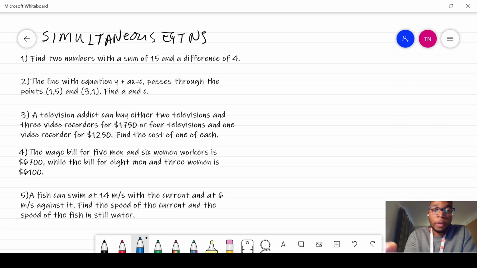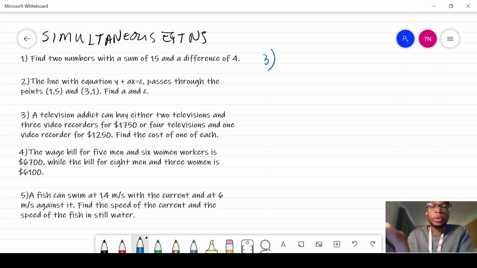So we are told that a television addict can buy either 2 televisions and 3 video recorders for $1,750, or 4 televisions and 1 video recorder for $1,250. Find the cost of each one of them. So we are supposed to find the cost of a television or the cost of a video recorder.